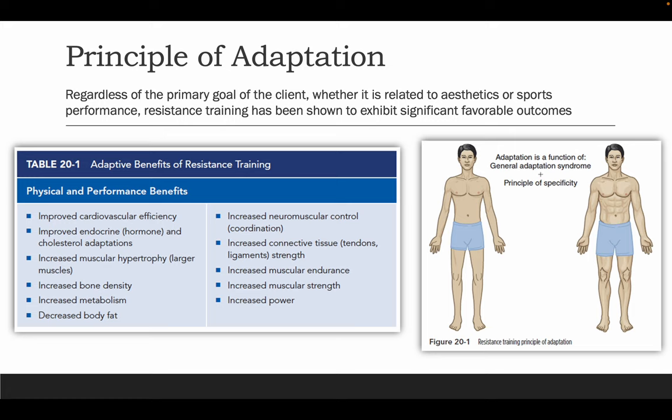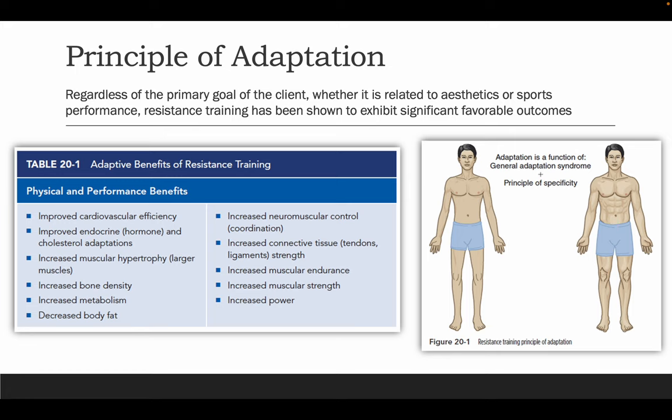All right. So you can see there, I'm not going to go through all of them with you, but there's the benefits down there in the left corner. Of those, there isn't anything in there that has not been discussed as we've gone through the book. So if you want to pause it, look at it, see what it is, there you go. All right. But if you look on the right hand side here, the adaptation principles. So what we're going to say here is the general adaptation syndrome, or GAS, plus the principle of specificity will make it so that you can adapt to any situation.